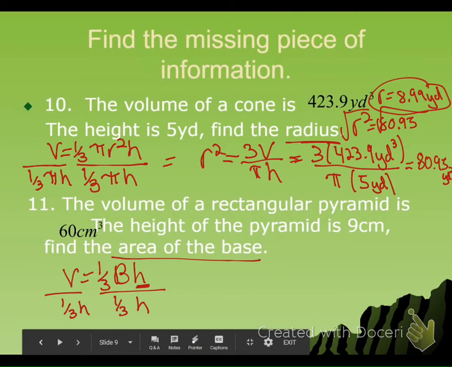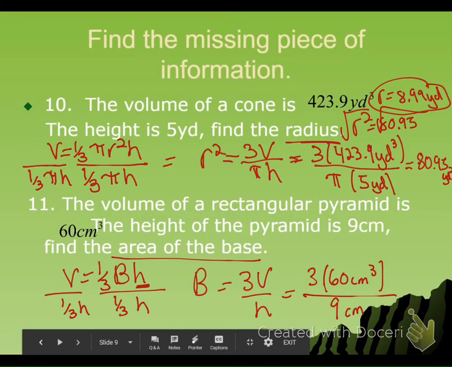We'll plug in the numbers in a second. I'm just getting the formula rearranged. So B equals, remember dividing by a fraction is the same thing as multiplying by the reciprocal. So it's 3V over h. So 3 times, what is my volume? 3 times 60 centimeters cubed, all over my height, which you told me was 9 centimeters. So how many times does 3 go into 9? 3 times. How many times does 3 go into 60? 20 times. So our answer here is going to be 20 centimeters squared.